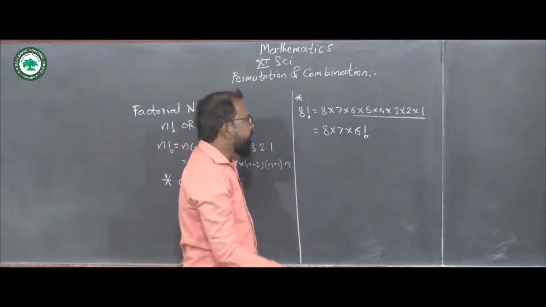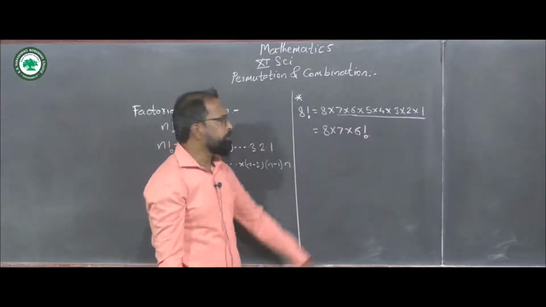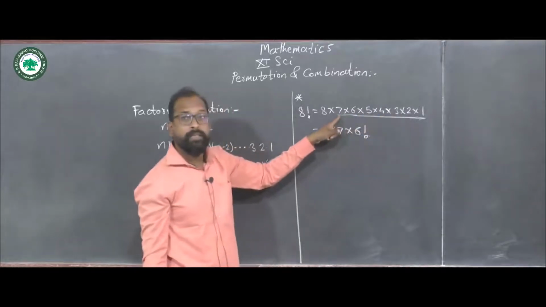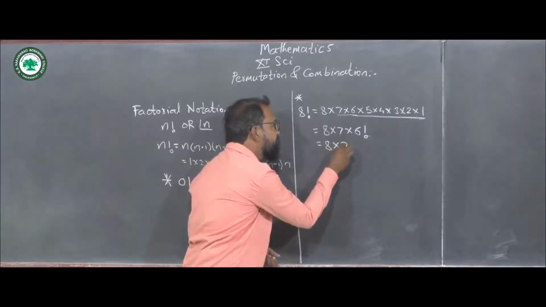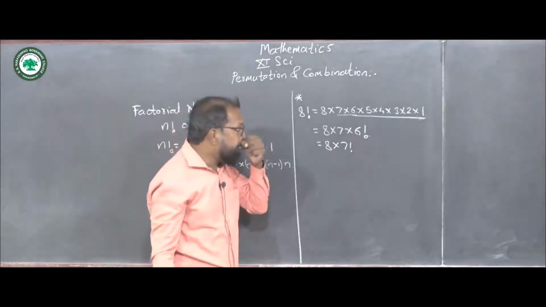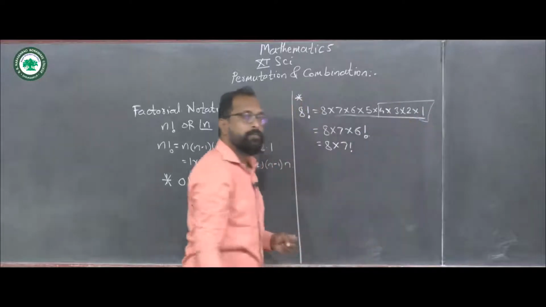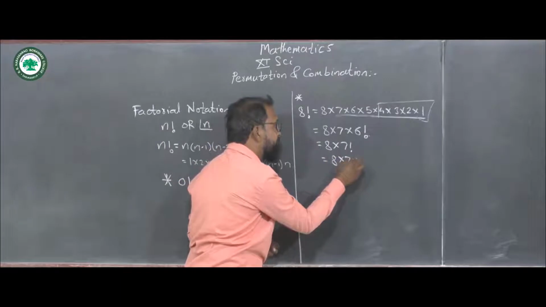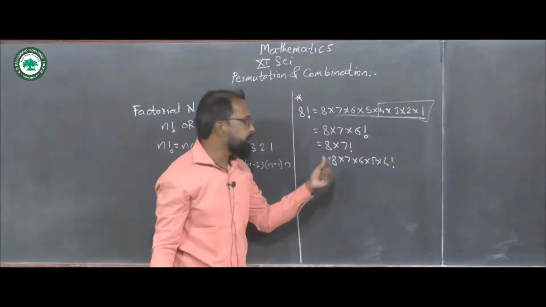Now maybe one can consider the last 7 numbers, that is the product from 1 to 7. Now the product from 1 to 7 is nothing but 7 factorial. So this again can be written as 8 into 7 factorial. One can consider the product of the last 4 numbers, that is 4 factorial. So this can be written again as 8 into 7 into 6 into 5 into 4 factorial and so on.